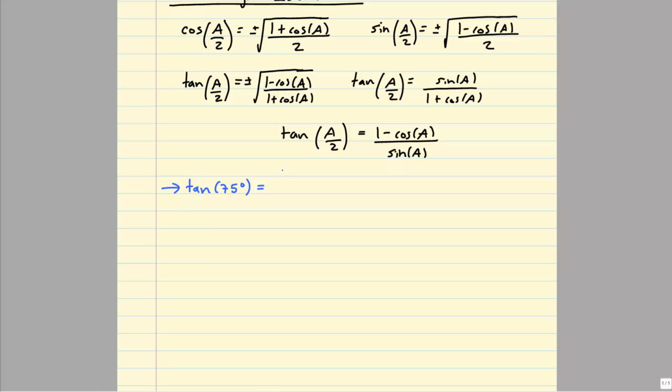Now 75 degrees is in quadrant 1, so that means I'm going to choose the plus here. And again, that means quadrant 1. That's why we chose that.